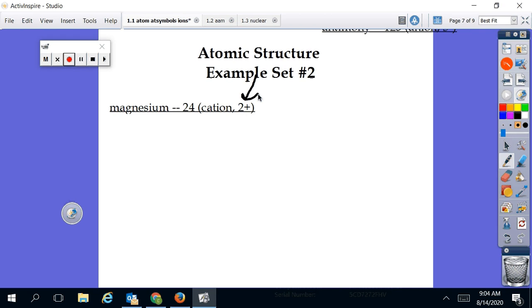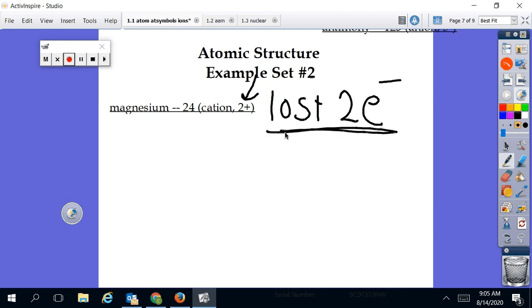I just want to show you that if it's a net +2 on that ion, that means it lost 2 electrons. And that's what people get confused about. So let's draw first a neutral magnesium 24.